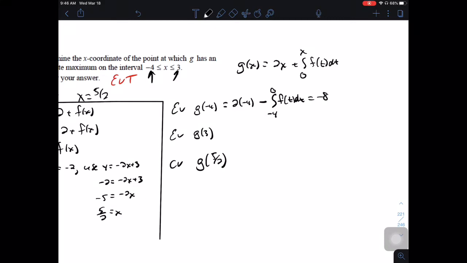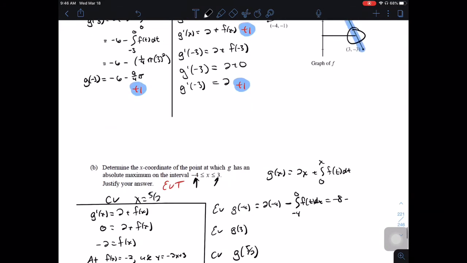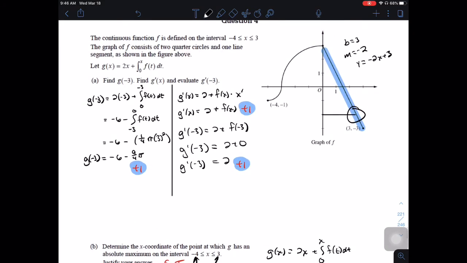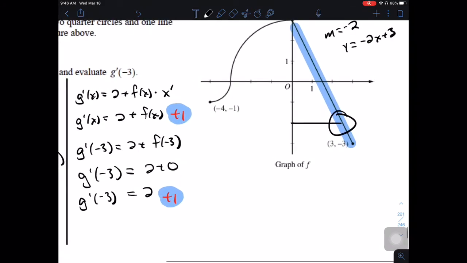It's going to be negative 8 minus, well, what's the area under the curve from negative 4 to 0? Well, let me just add a little bit to this picture. This right here is going to be negative pi over 4. That's because the area of a circle is pi r squared, the radius is 1. So the circle is pi, this is 1/4 of it. We already established this was 9/4.